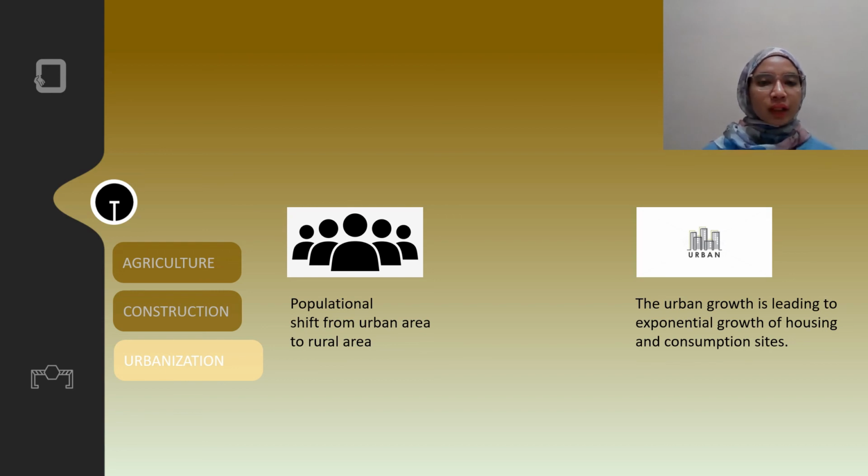First, populational shift from rural areas to urban areas leads to more pressure being put onto forests to produce more animal and processed food products. Therefore, it leads to more clearing of forests to provide land. Next, urban growth is leading to exponential growth of housing and consumption sites. Hence, the area covered by urban zones is projected to expand as forests are being cleared to make way for commercial land used to build infrastructure to cater to the growing population.